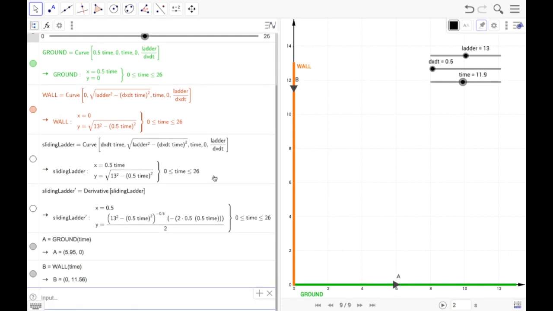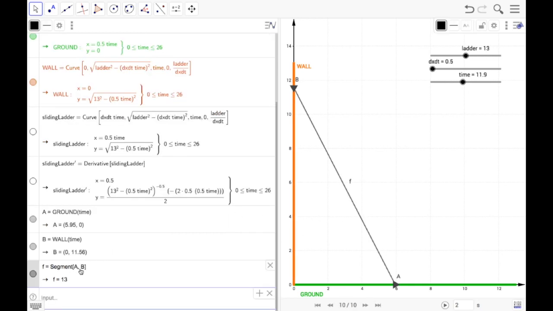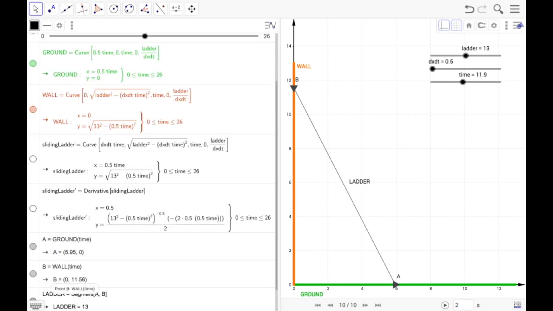Alright, to make this look a little better, let's go ahead and use something called segment. And I want the segment to go from a point to a point. I want it to go from point A to point B. So now we have that in place. Let's go ahead and label that, instead of letter F, let's label that ladder.